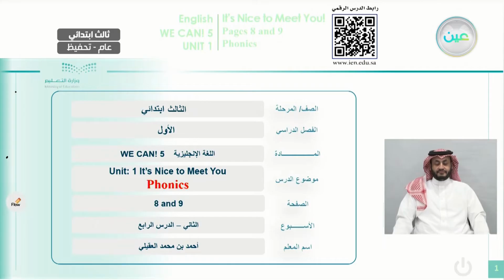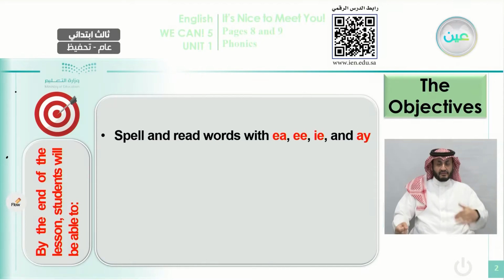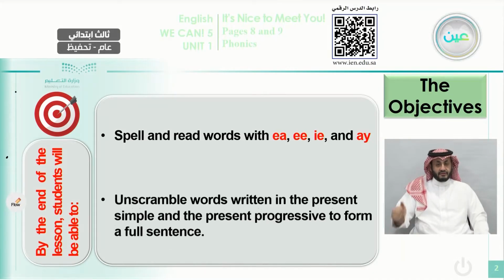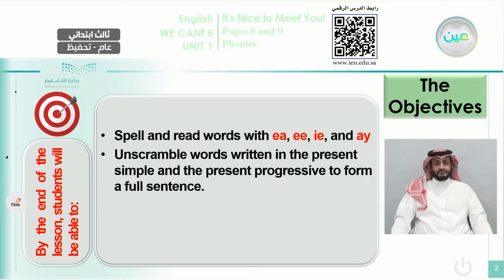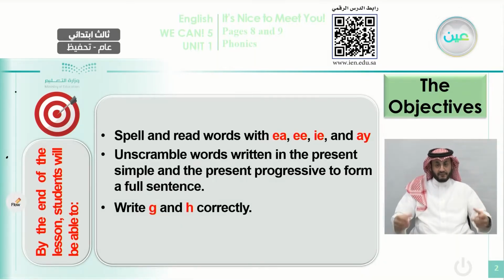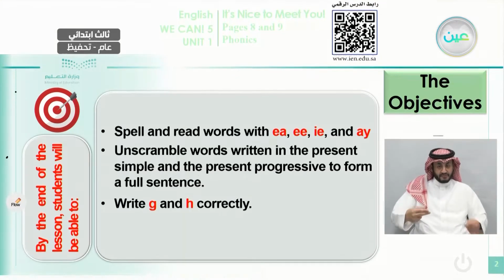As always, we start our class by reviewing the objectives. The first objective is the student will be able at the end of the class to spell and read words with EA, EE, IE and AY. Also, the student will be able, inshallah, to unscramble words written in the present simple and some words written in the present progressive to form a full sentence. Also, at the end of the class, student will be able to write G and H correctly.